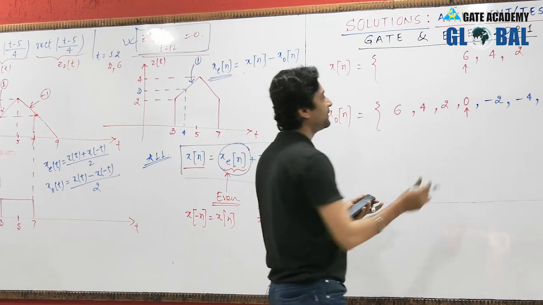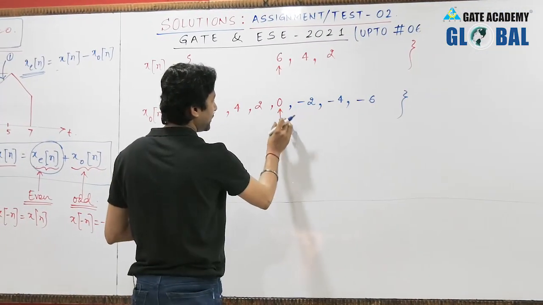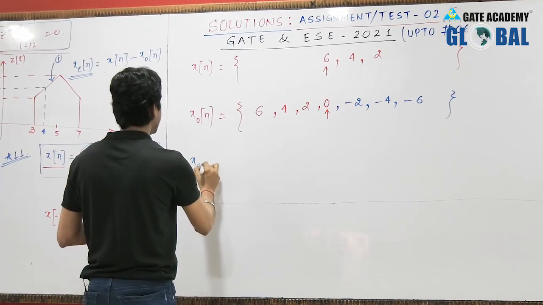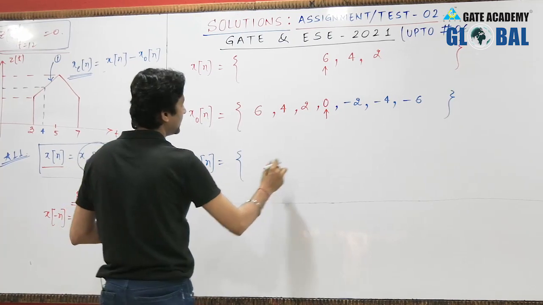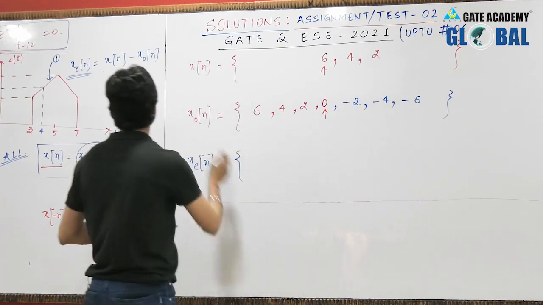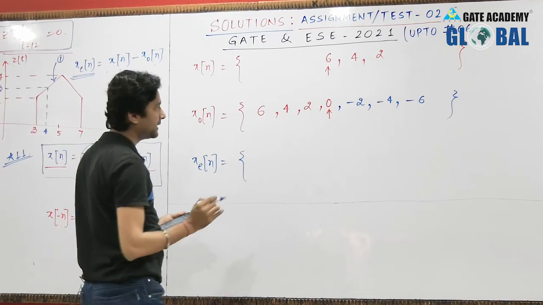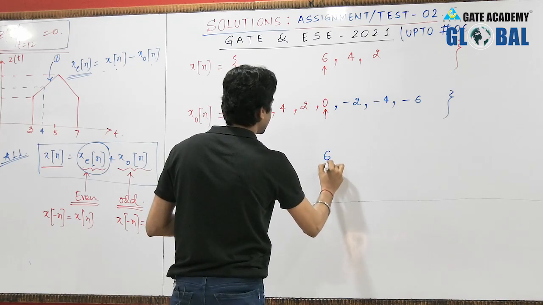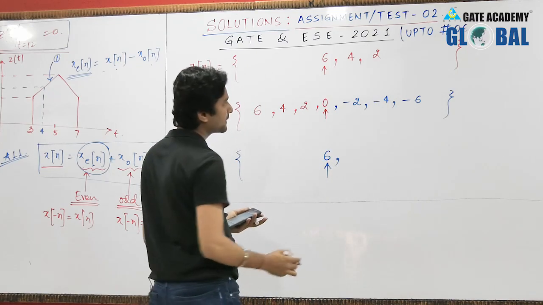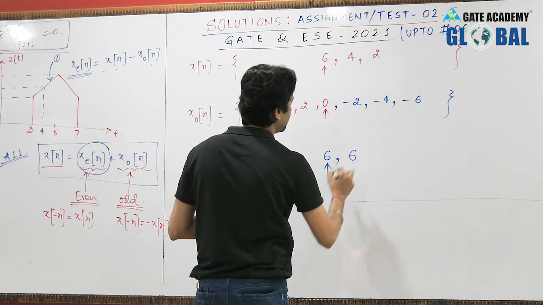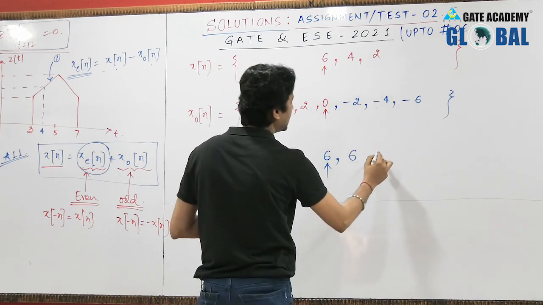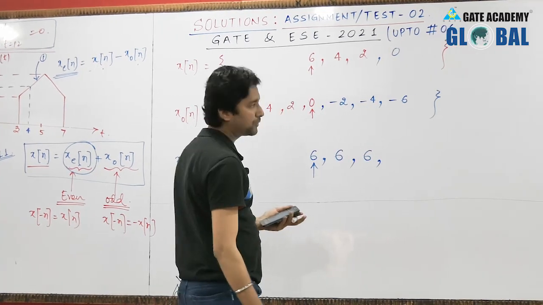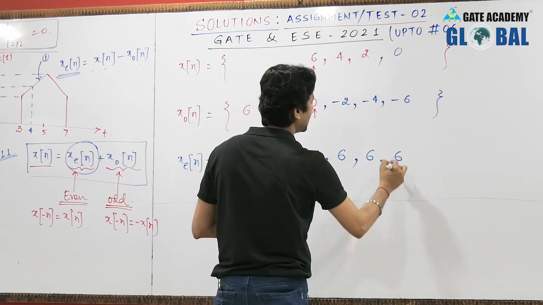So if we have x of n for n greater than 0 and we also have x odd of n for n greater than 0, then we can find x even of n, the even part of signal x of n, for n greater than 0. What will be the value? x of n minus x odd of n. Therefore, if you substitute these values, 6 minus 0, the value of x even of n at n equals 0 will be 6. 4 minus of minus 2, the value will be 6. 2 minus of minus 4, the value will be 6. And now, if it is not having any value, then it means it is 0. Therefore, 0 minus of minus 6, the value will again be 6.